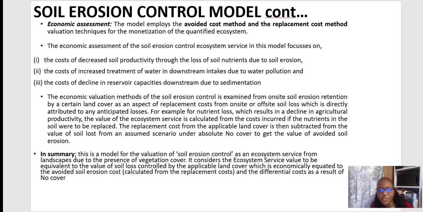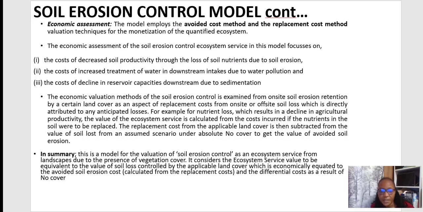The economic valuation methods of the soil erosion control, therefore, are examined from an on-site erosion retention by a certain land cover as an aspect of replacement cost, from on-site or off-site soil loss, which is directly attributed to any anticipated losses. For example, nutrient loss, which results in a decline in agricultural productivity. The value of the ecosystem service would be calculated from the cost incurred if the nutrients in the soil were to be replaced.